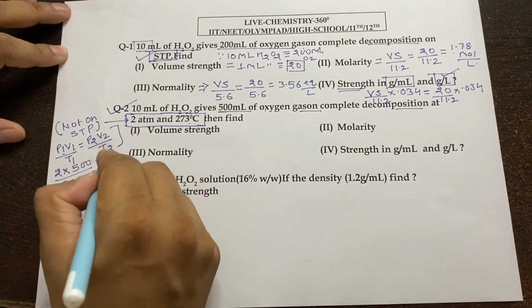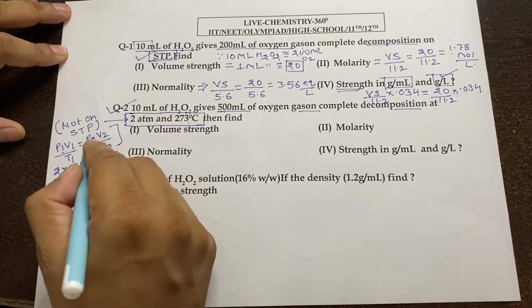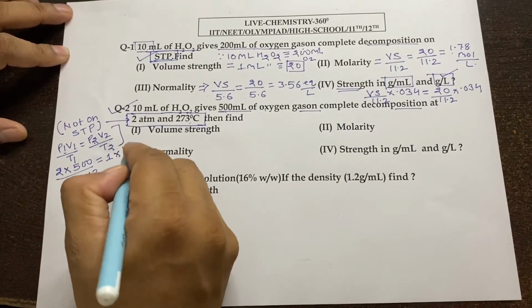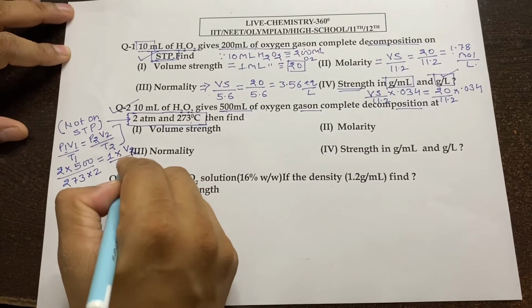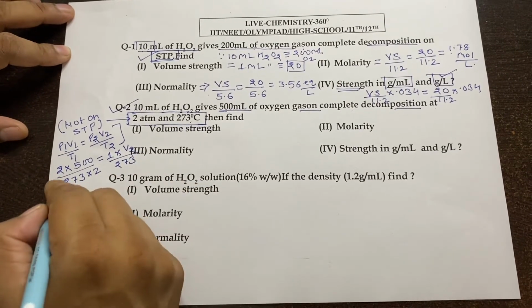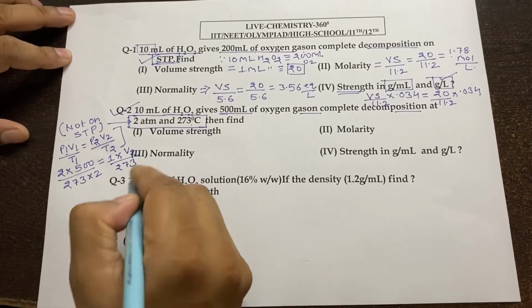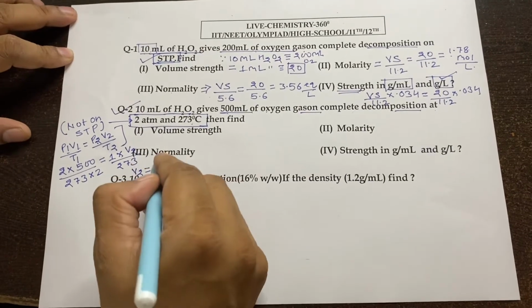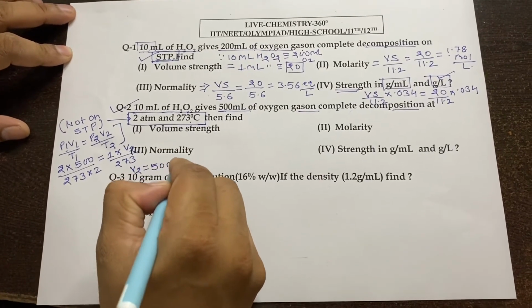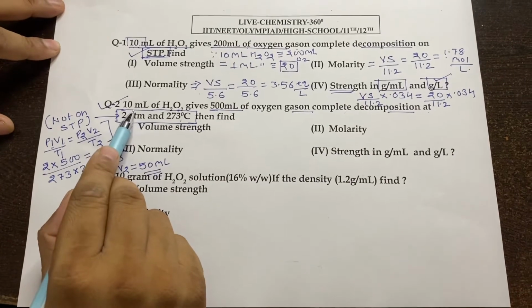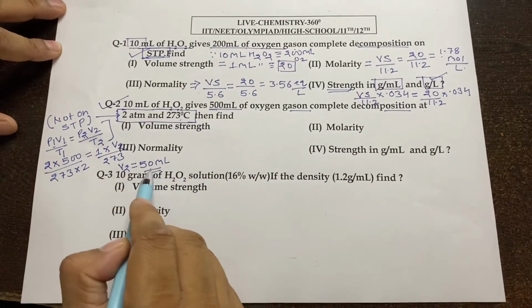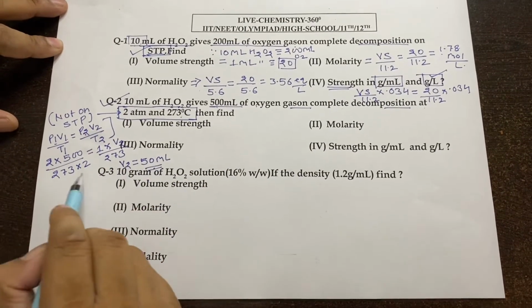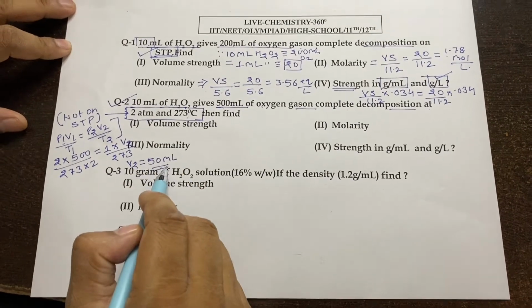Now this data is to be converted into NTP. So P2 is 1, V2 is to be calculated, and the temperature is 273. On solving this, the V2 you will get will be 50 ml. So very obviously, 10 ml of H2O2 gives 50 ml at NTP or STP. It is to be noted, 50 ml.